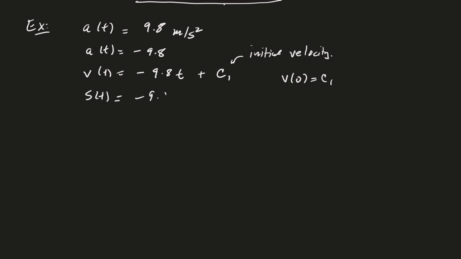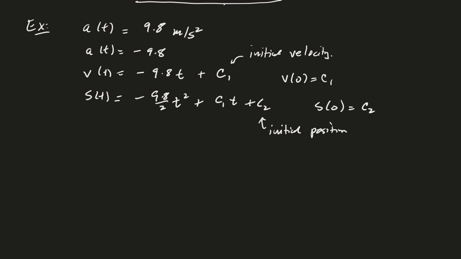That's going to be minus 9.8. I guess you could just write g instead of 9.8. Well, let's go ahead and keep 9.8 over 2 t squared plus c1 times t plus c2. Is there a physical interpretation of c2? Well, notice again that if you plug in t equals 0, that would be the initial position, and so c2 is the initial position. And so s of 0 is equal to c2.